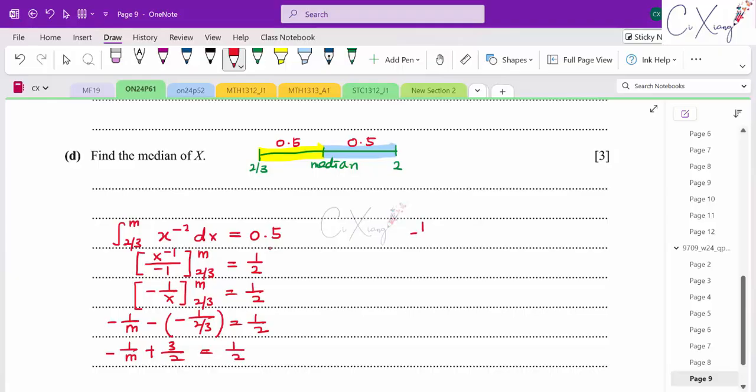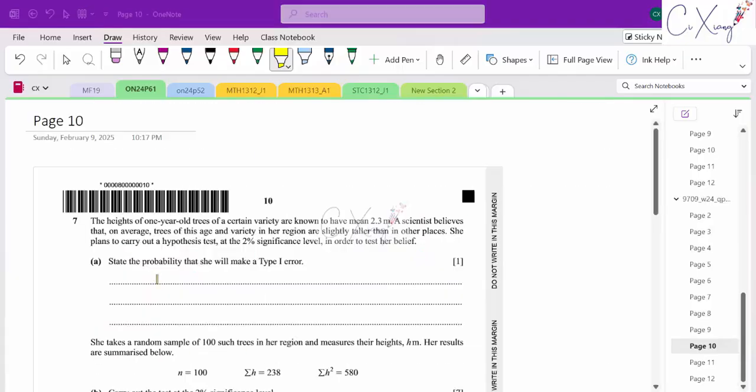Okay, so what is your 1 over m? So your 1 over m equals to 3 over 2 minus 1 over 2. So when you simplify everything here, by right, your m should be equal to 1. So you can just tell them clearly that the median is equal to a value 1. Yeah, so this is how we solve question number 6.